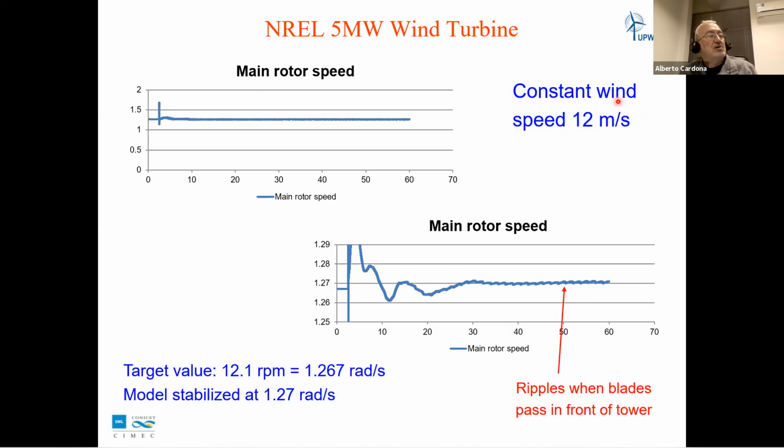Here we set a constant wind speed of 12 meters per second, and we see here the main rotor speed. When we look in detail, we see some ripples, some small oscillations, which are produced at the moment blades are passing in front of the tower. This is due to the interaction with the tower. The target value is 12.1 revolutions per minute, and our model stabilized almost at 12.07 instead of 12.1. So we are confident in these results.